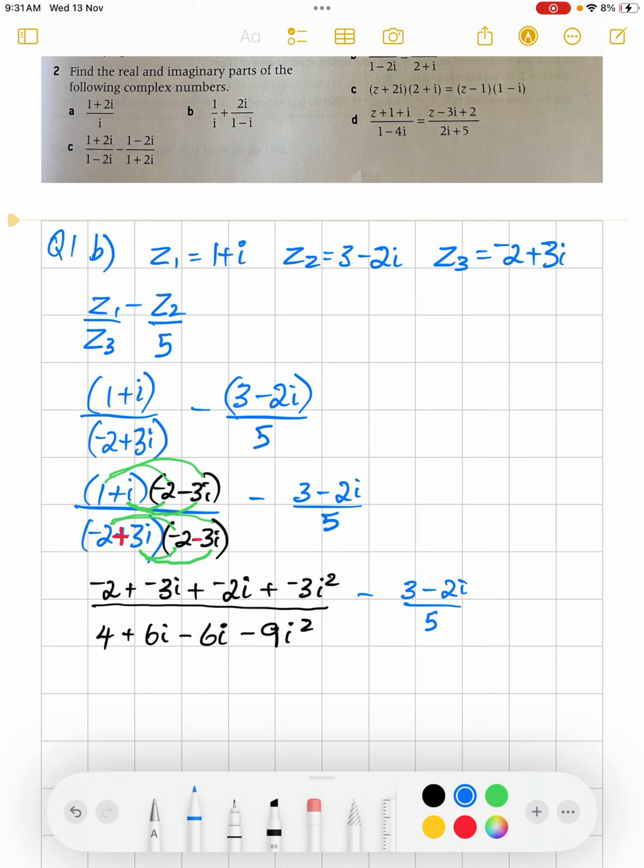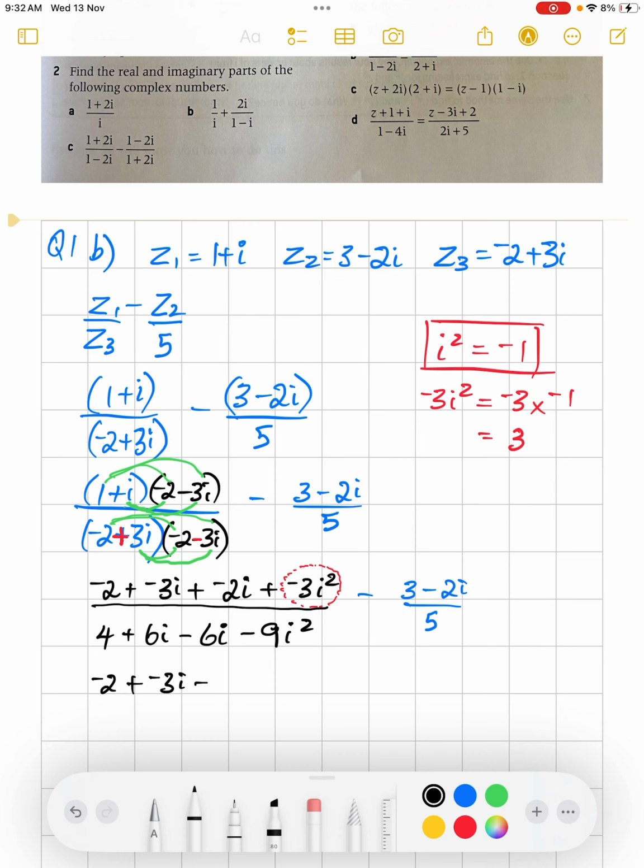Let's simplify this. Now we've got this one here, negative 3i squared. Now, we know that i squared is negative 1. That's an important skill in complex numbers. So negative 3i squared is negative 3 times negative 1, which becomes positive 3. So I'm just going to change that line to being negative 2, negative 3i, negative 2i, and I'm changing that to positive 3. Okay, let's look at the denominator.